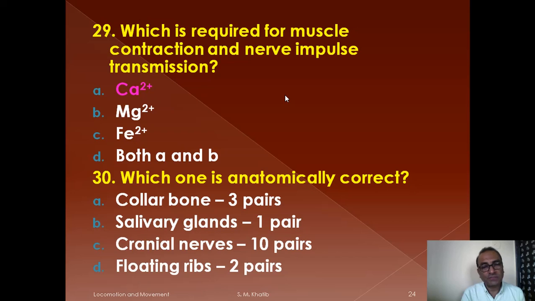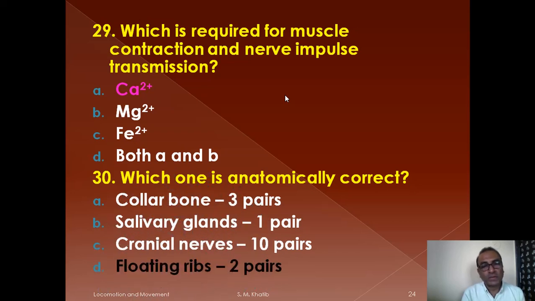We have 2 pairs of the floating ribs, to one side, to another side. The last 2 ribs on each side, they are the floating ribs.